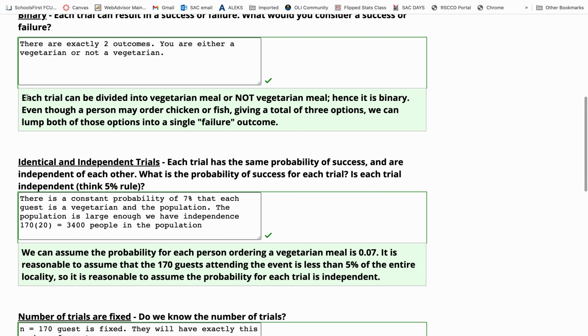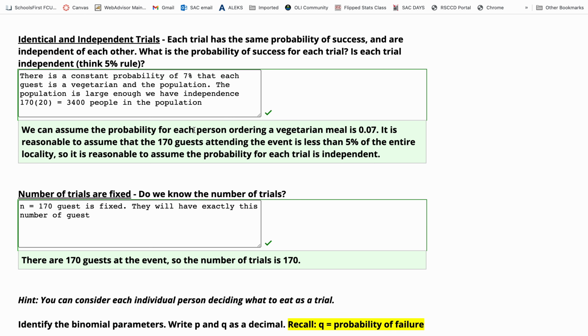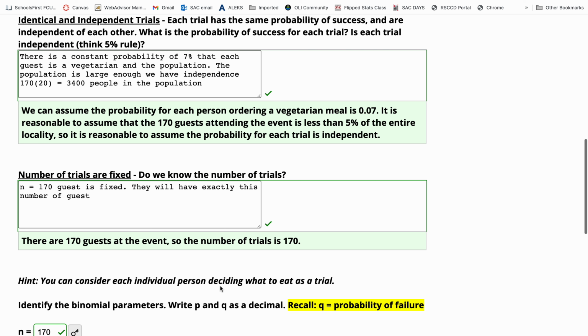And then you can see the answers here. Each trial can be divided into vegetarian meal or not vegetarian. Thus, it's binary. Even though a person may order chicken or fish, given a total of 3 options, we can lump both of those options into a single failure outcome, that those people are not vegetarians. We can assume the probability for each person ordering a vegetarian meal is 0.07. It is reasonable to assume that 170 guests attending the event is less than 5% of the entire population, so it's reasonable to assume the probability for each trial is independent, that I can sample without replacement. There are 170 guests, so the number of trials is 170.